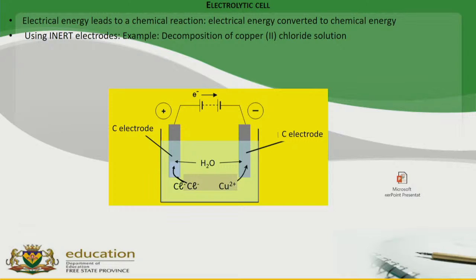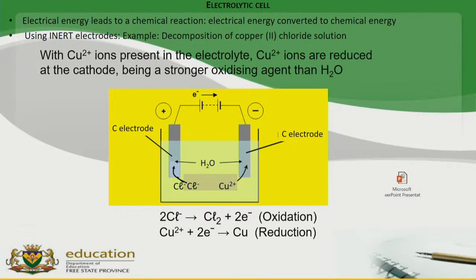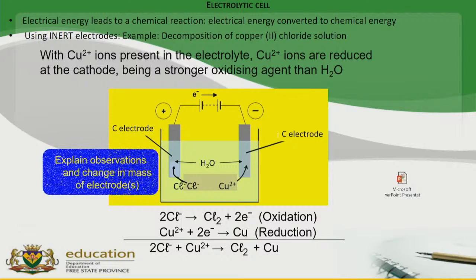So then it means chloride ions will be oxidized to chlorine, and then copper ions will be reduced to copper. Now, the overall cell reaction, it will be chloride ions, copper ions forming chlorine and copper. Now, in this case, you are also expected to know the observation. The copper that is formed due to the reduction of copper ions will be deposited around the negative electrode.